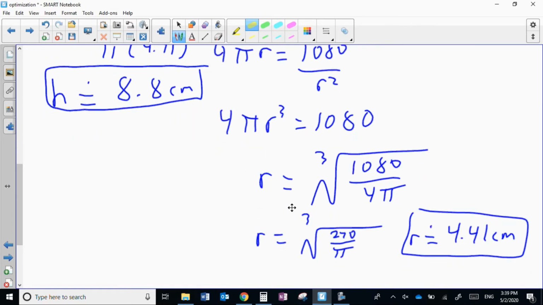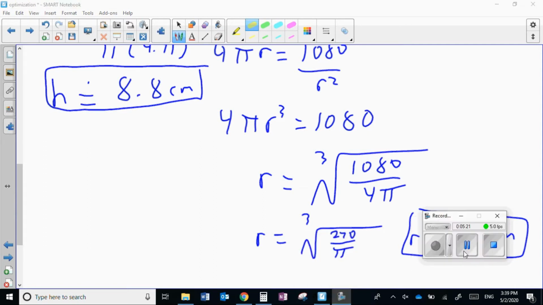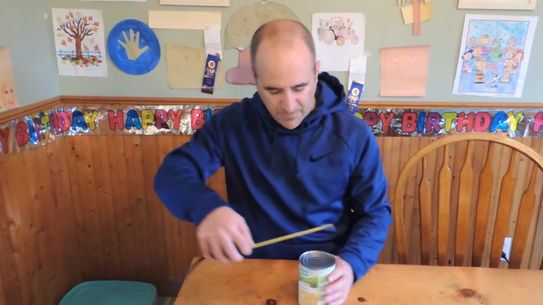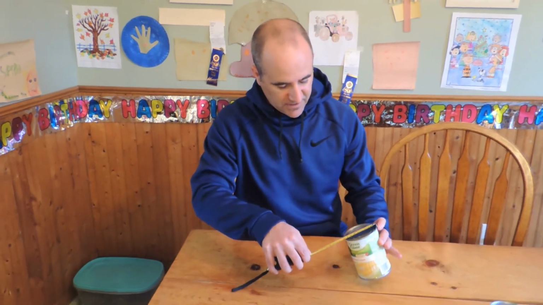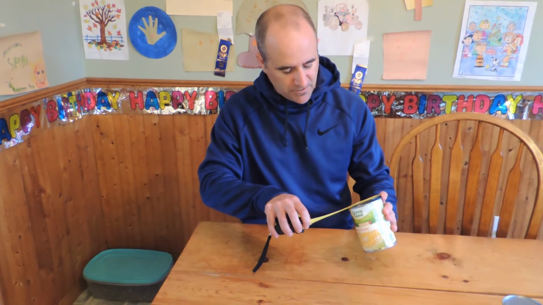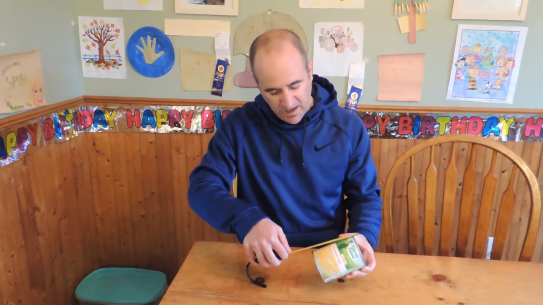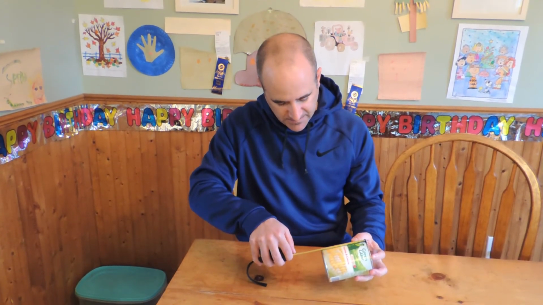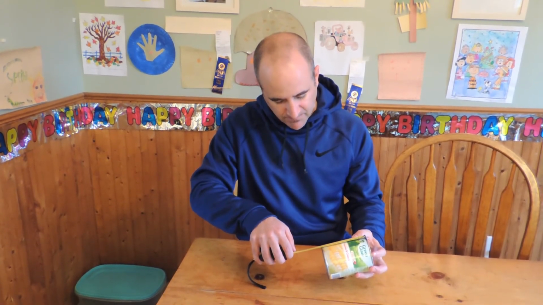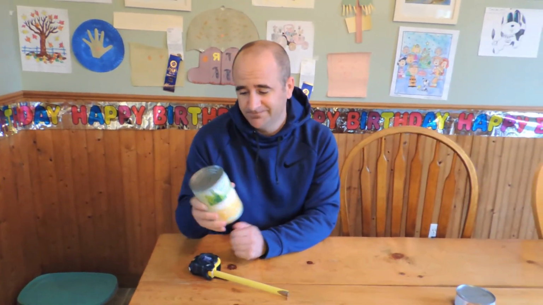So let's take a look at our can. What is its actual height and radius? Let's take a look at this can of corn. If I measure across the diameter here, I see my diameter is about 8.5 centimeters. That makes my radius about 4.25 centimeters. And my height is 11.5 centimeters. So this can of corn is not an optimal shape.